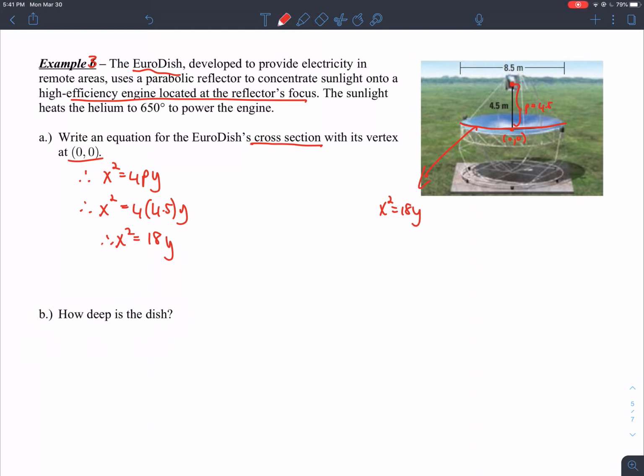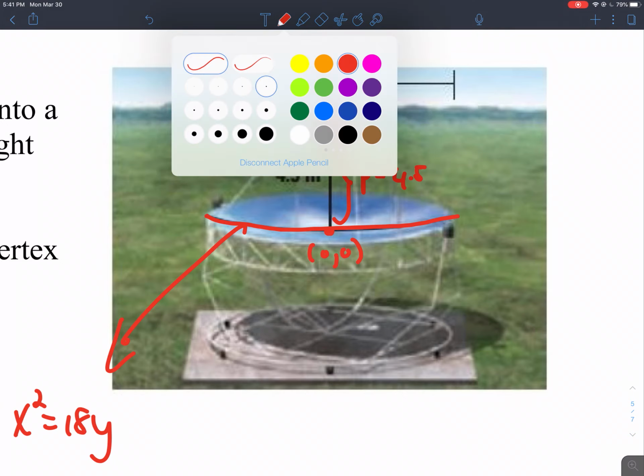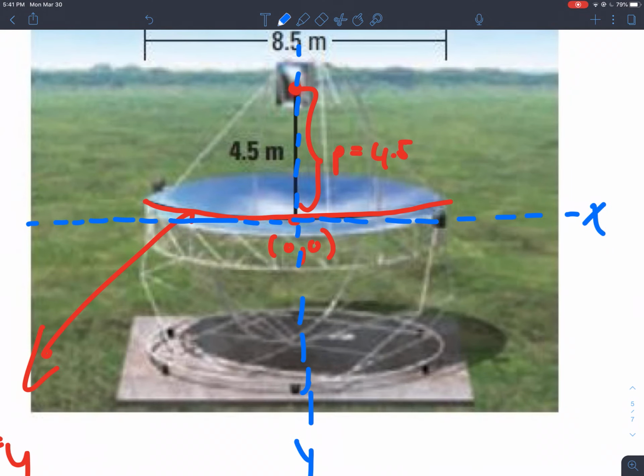The question now is, how deep is the dish? A lot of students don't even know what that means. If we think of this as the y-axis, and I superimpose the x-axis here, the question they're asking, how deep is the dish, is this. This is the depth. How far is that distance? How deep is the dish?